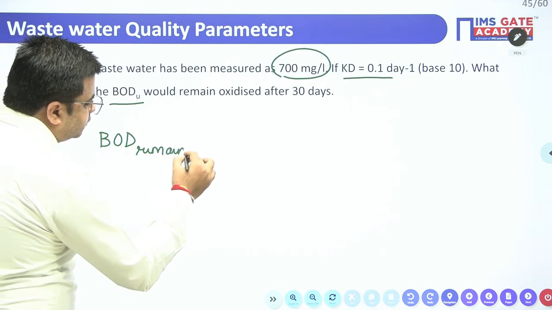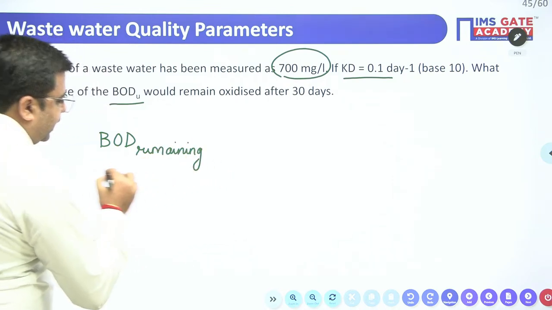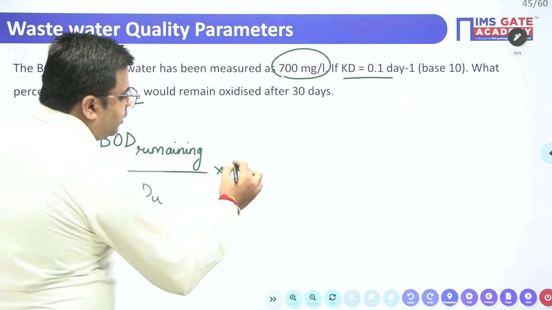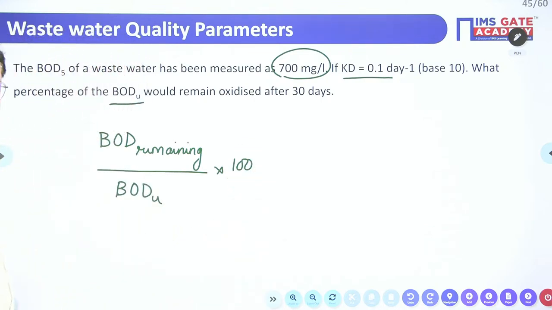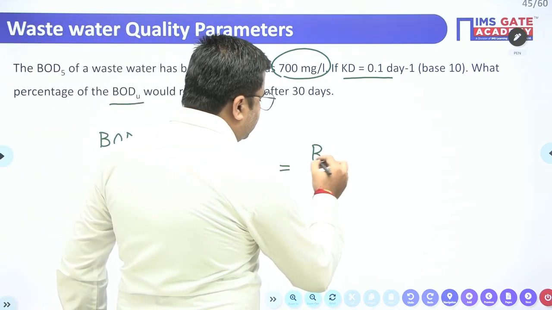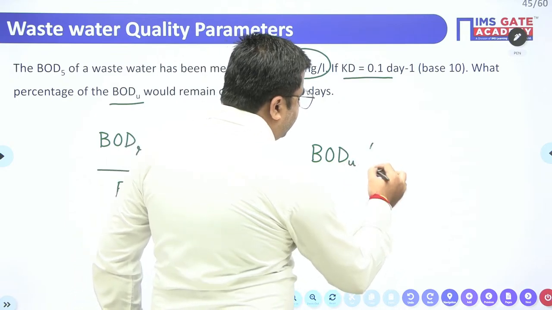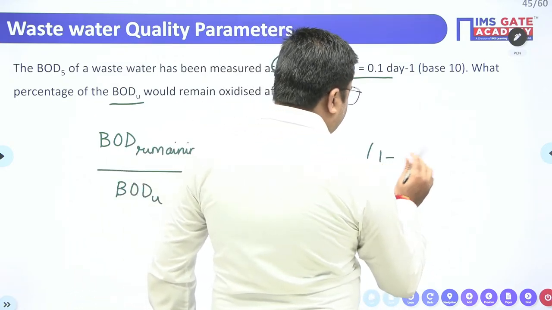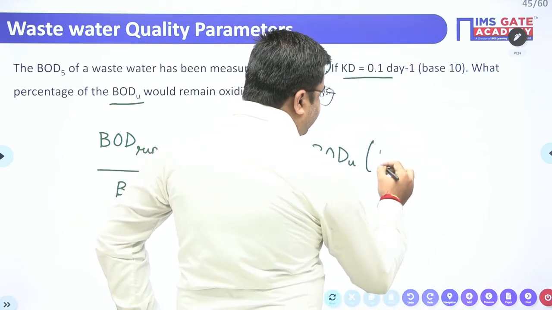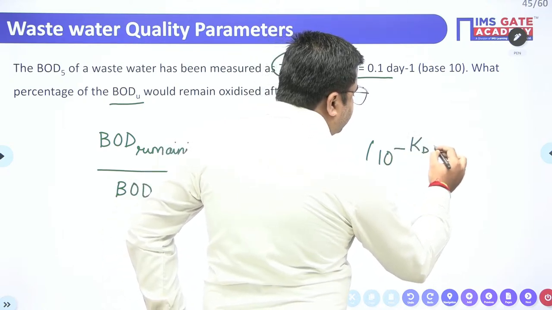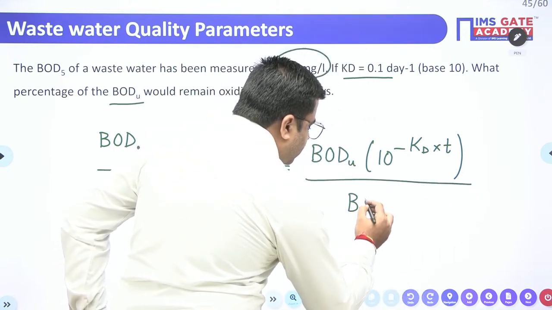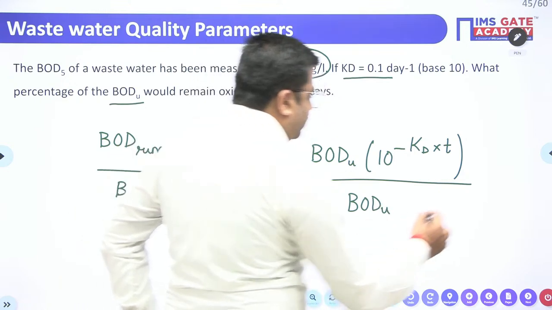BOD remaining to the ultimate BOD into 100. This expression you need to calculate, right? So this BOD remaining can be written as BOD ultimate into 10 raised to power minus KD into T, divided by BOD ultimate into 100.